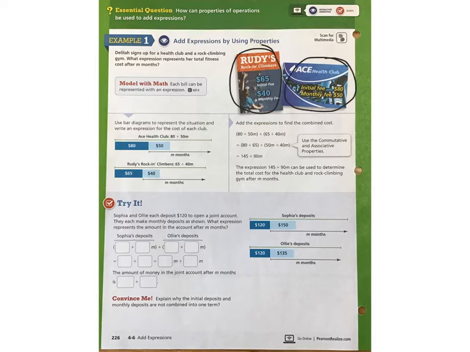So when we look at her rock climbing fees, it tells us that she has an initial fee of $65 plus she has to pay $40 every month. When she joined the health club, she had to pay an initial fee of $80 plus a membership fee of $50 every single month. So the expression 65 plus 40M represents how much she spends on her rock climbing, and the expression 80 plus 50M represents how much she spends at the health club.